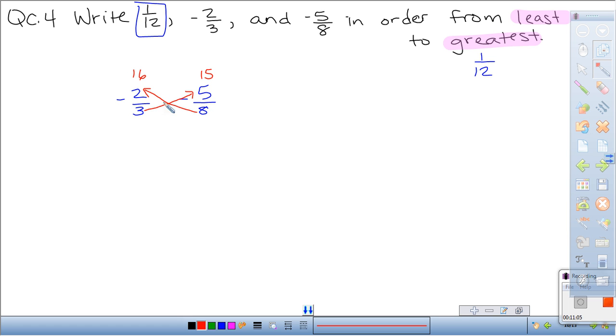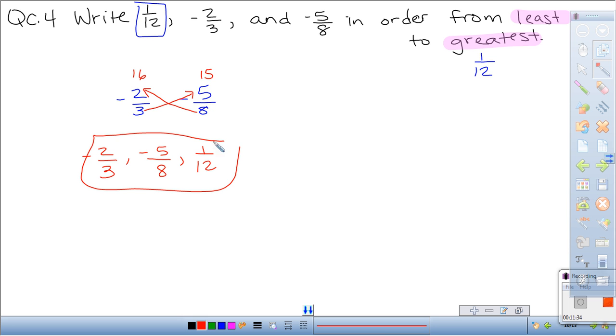Remember, we're dealing with negative numbers here. If we didn't have these negatives here, then yeah, 2/3 would be greater than 5/8. But since it's -2/3, then it's the smallest number. So we know that our smallest is -2/3, then -5/8, and finally 1/12.